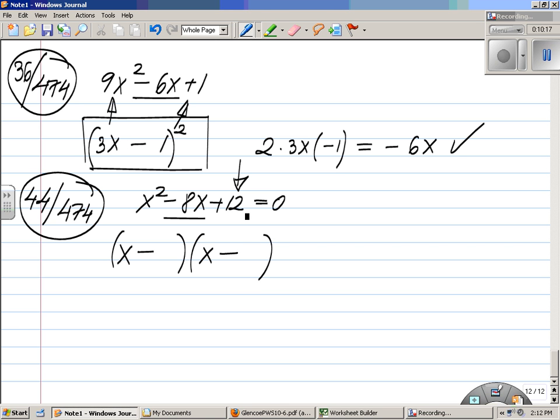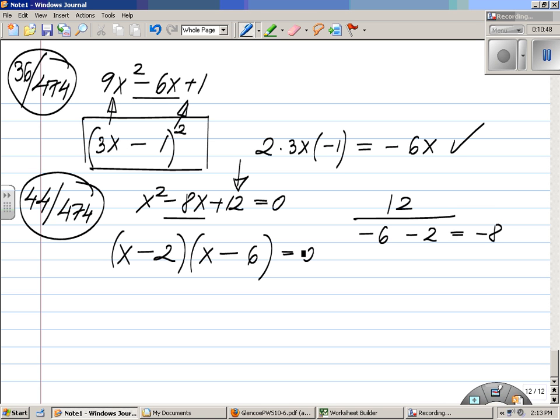And I know that their product is 12, so I'm looking for factors of 12 that will multiply to 12 and will add up to negative 8. Possibilities? 6 and 2, right? And because they're negative, it will be negative 6 and negative 2. As you can see, negative 6 minus 2 will give you negative 8. Alright? x minus 2 times x minus 6 equals 0.